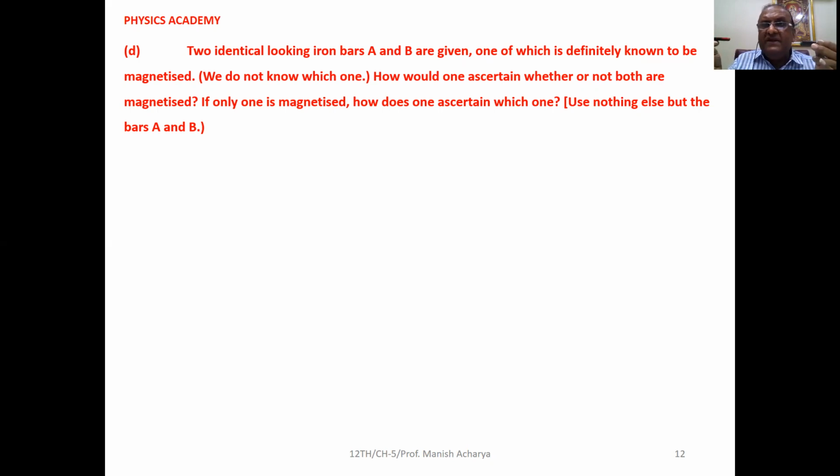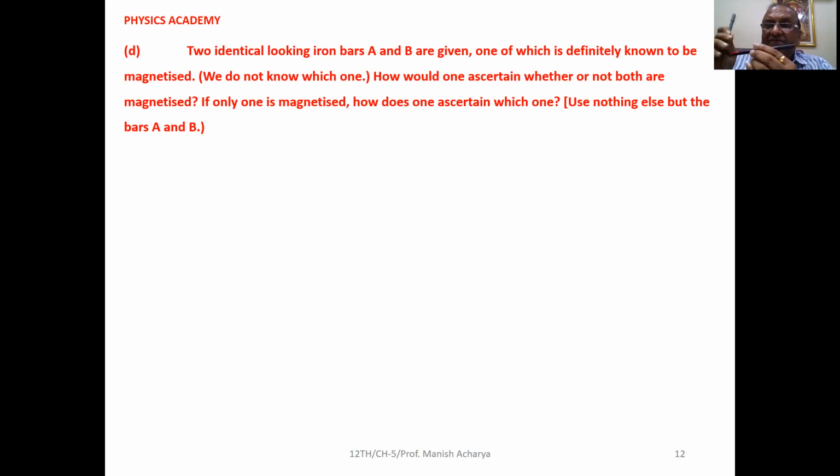If a repulsive force is experienced between these two in either of these cases, then we can say both are magnetized. But suppose in this situation an attractive force is there, and in this situation also an attractive force is there. It implies that one bar is a normal bar, and the other one is the magnetized one. So in this way, one can understand whether both are magnetized or not.